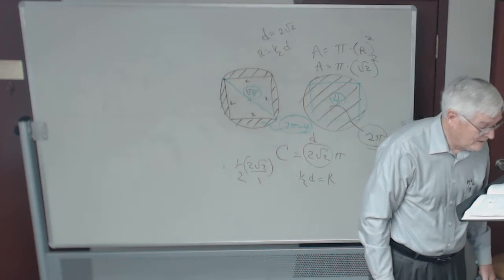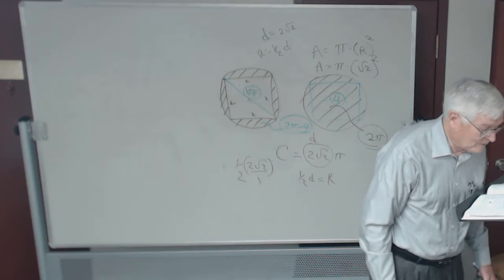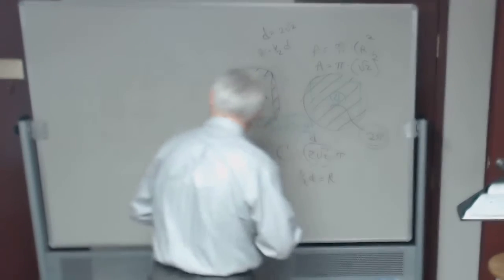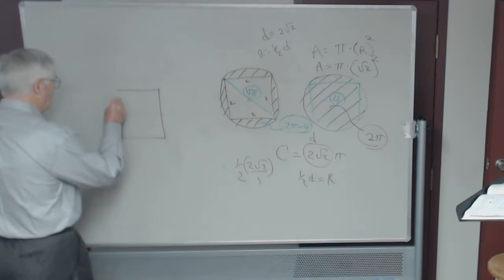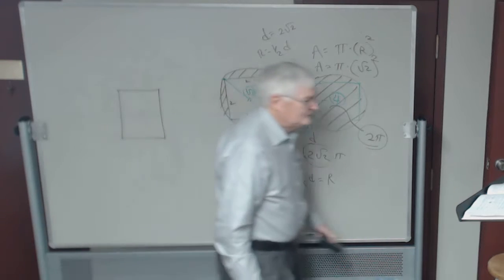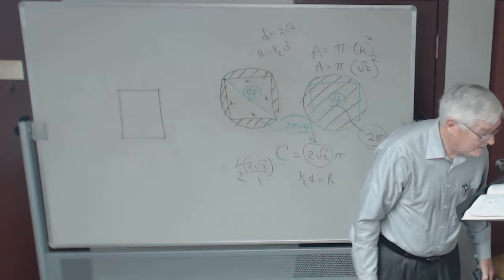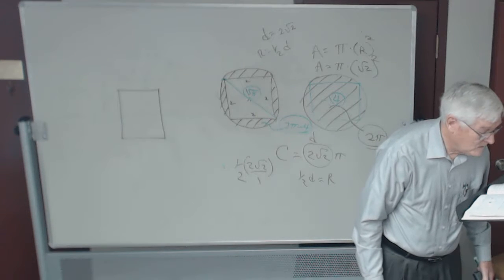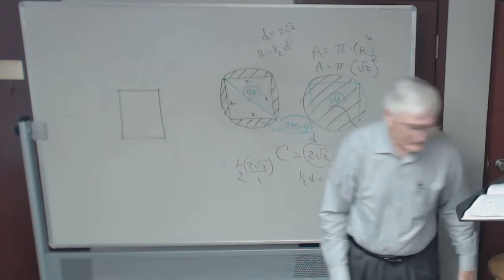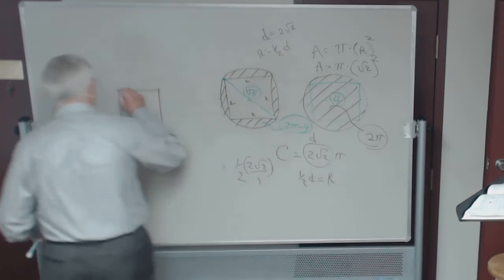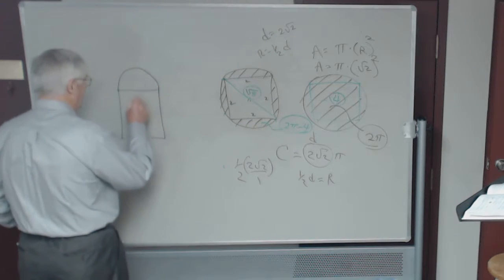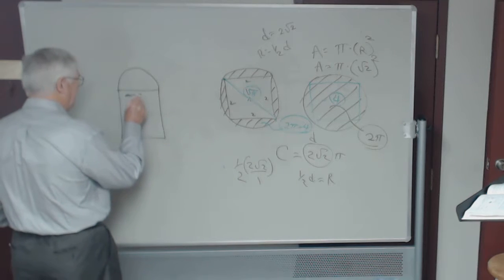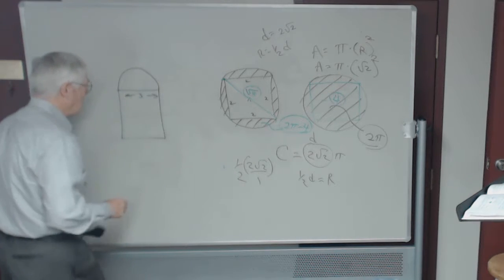Number 14, a window in the shape of a rectangle. I can draw one of those. Is surmounted by a semicircle. Well, that's a cute little doorway, or a cute little window. It is. And this is what? 3, did it say? Mm-hmm.